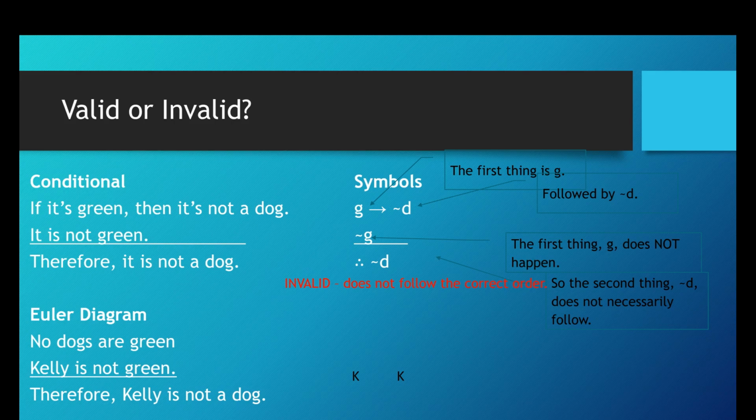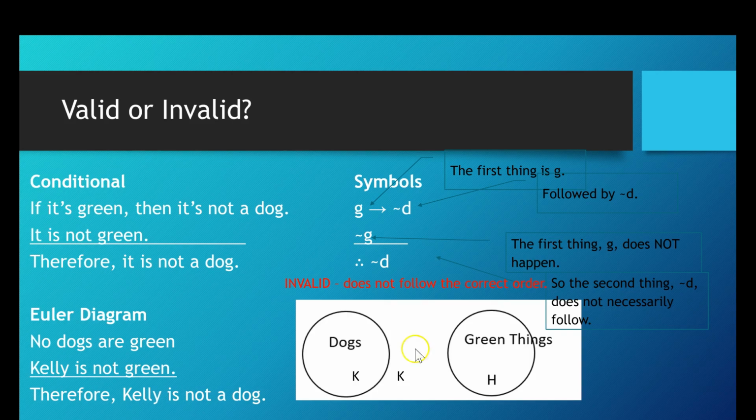Okay, here goes the answer. So, no dogs are green, two separate circles. Kelly is not green. Kelly could be here, outside of green. Remember Henry, who is in green? Kelly has to be outside of green. But this is also a spot that's outside of green. So there are two spots. This is the spot where Kelly is not a dog, and this is the spot where Kelly is a dog. Since Kelly can be in two separate places, the conclusion does not necessarily follow. We can't be 100% sure. So this is invalid because K could be in the dog circle.